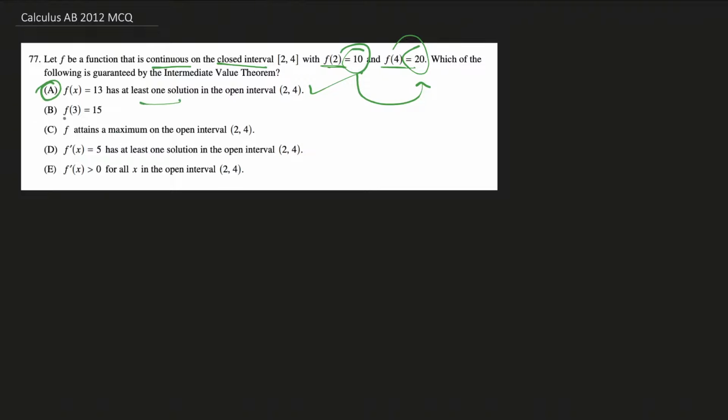B says f of 3 equals 15. You don't know if that's necessarily true. It does have to go through 15, but you don't know if it goes through it at 3. C says f attains a maximum on the open interval from 2 to 4. You have no information about that. As soon as I read f prime of x, I don't even know if it's differentiable, so I don't even read it. Same thing with E, we don't know if it's differentiable, so the answer to 77 has to be A.